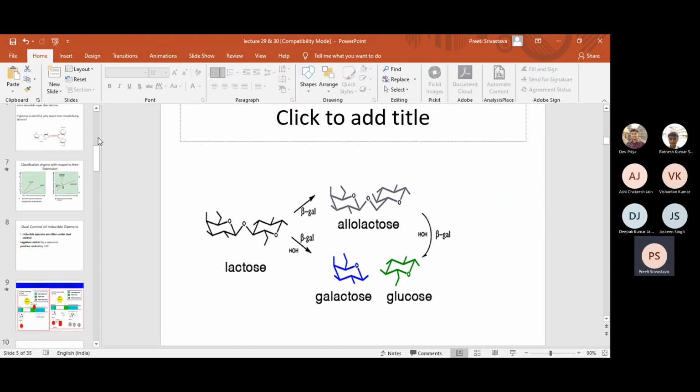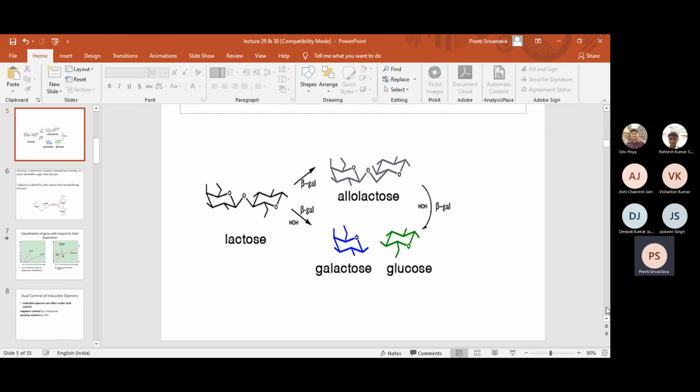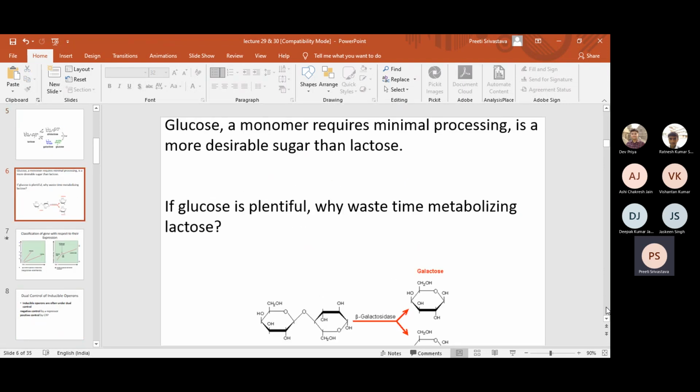Okay, so then how does this operonic configuration help, and is lactose a preferred carbon source for E. coli? Glucose is a monomer, whereas lactose is a disaccharide. So glucose requires minimal processing and therefore it is a more desirable carbon source than lactose.